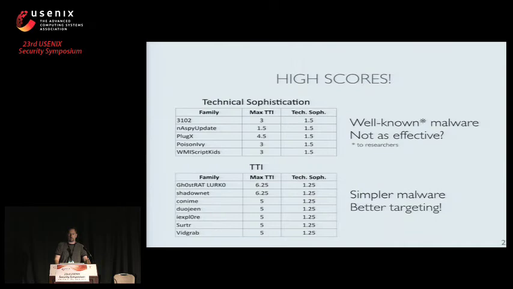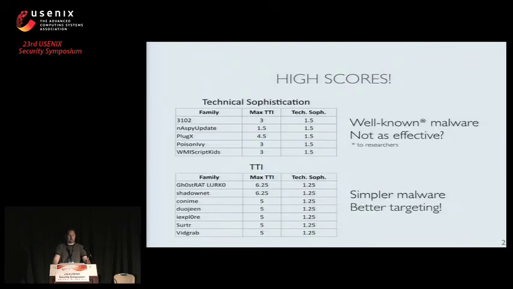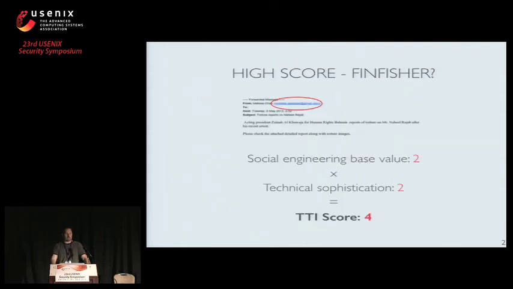As for FinFisher, that email from Bill's presentation, this would score a 2 on the social engineering base value, but FinFisher is also very advanced, so that would give it a multiplier of 2. So this email would actually score a 4, as opposed to some of the other ones that we've seen, which will score 5 and 6.25, because this email is not particularly convincing.